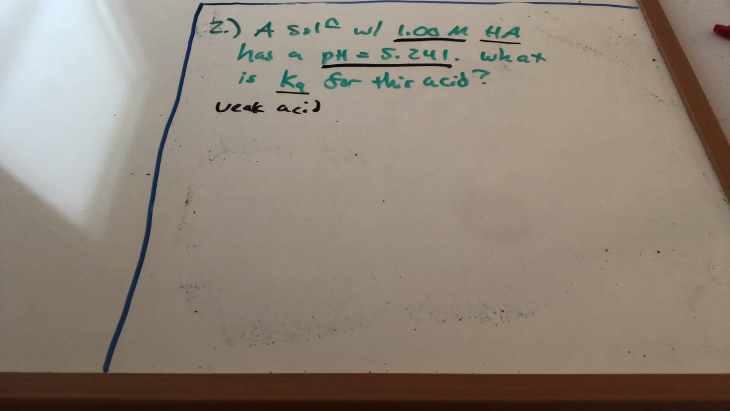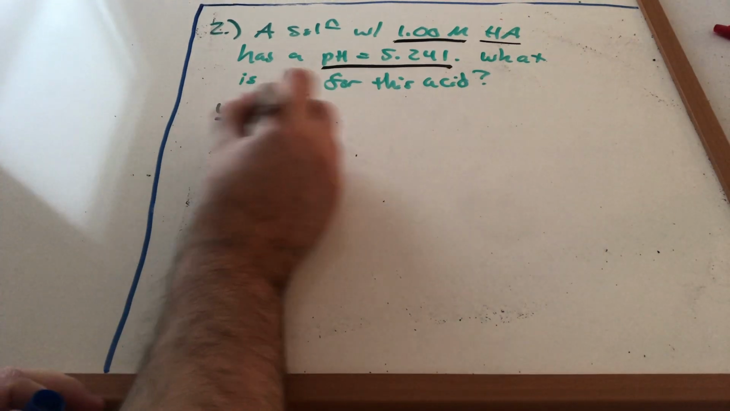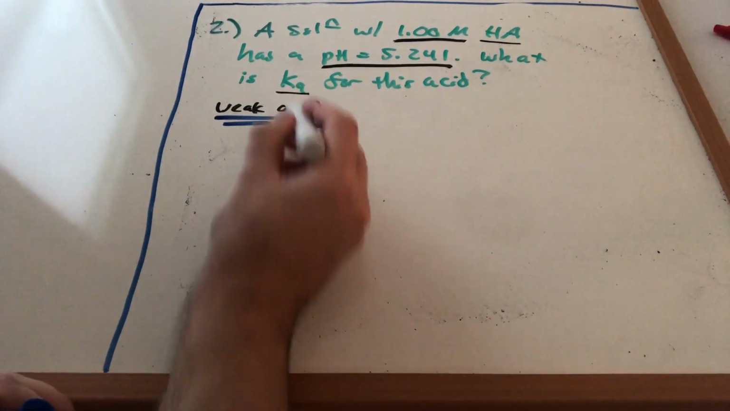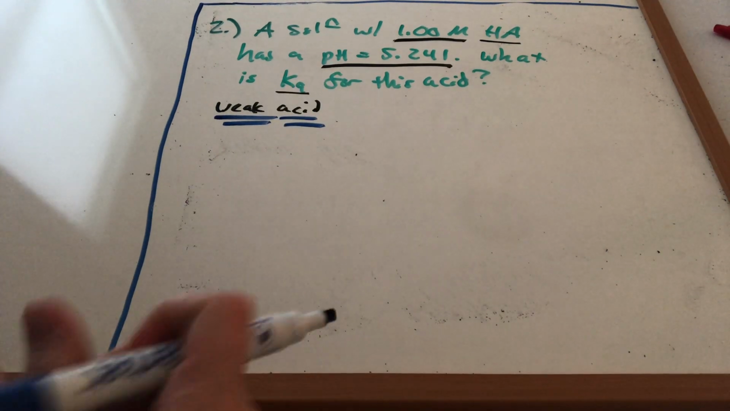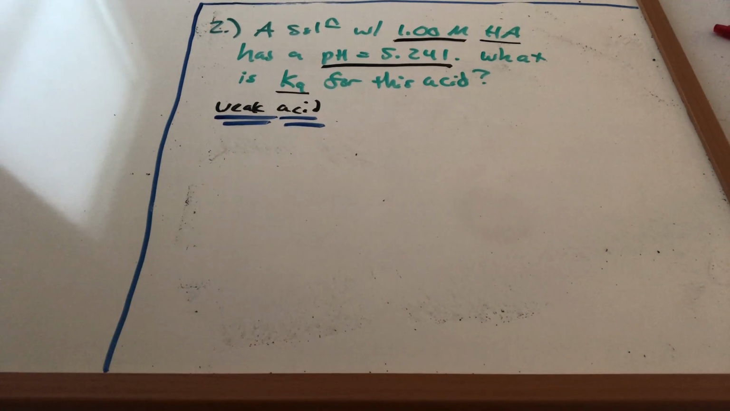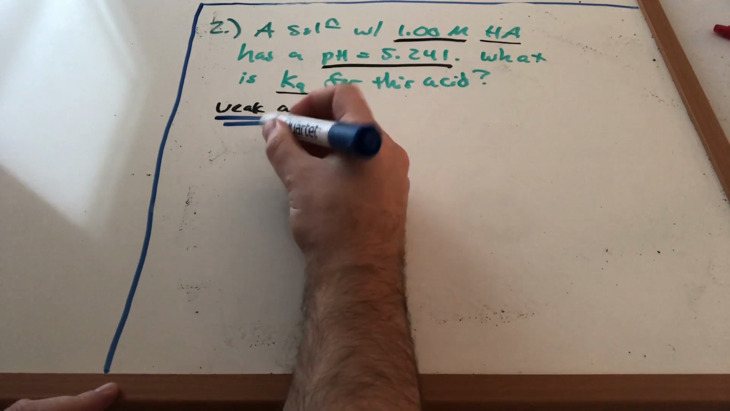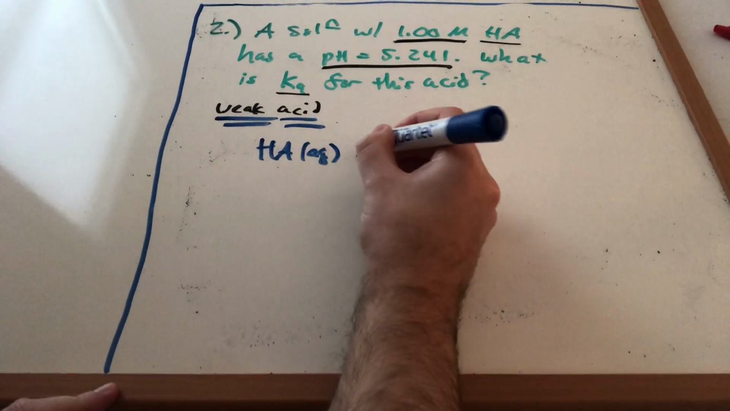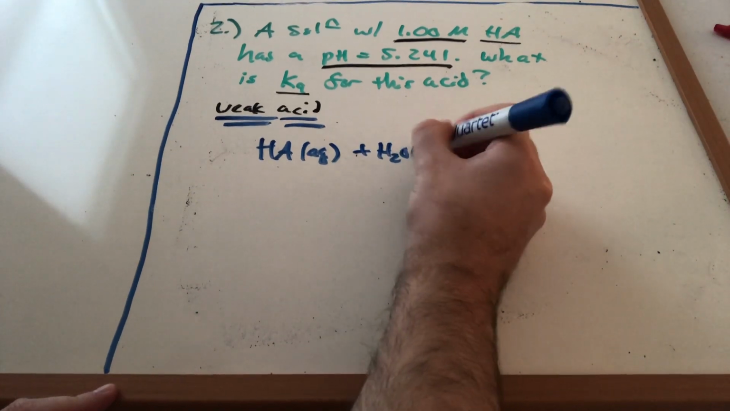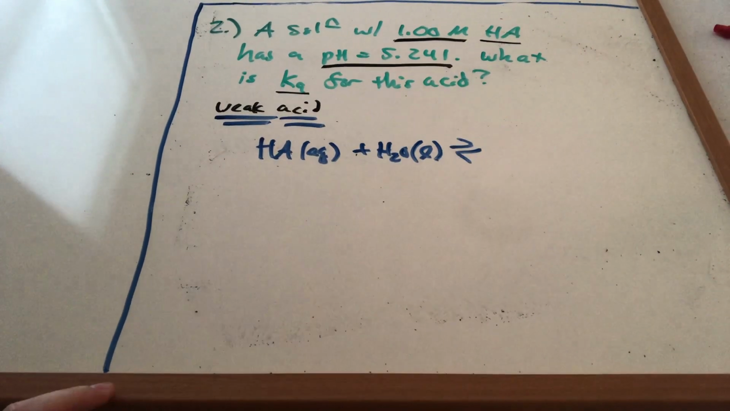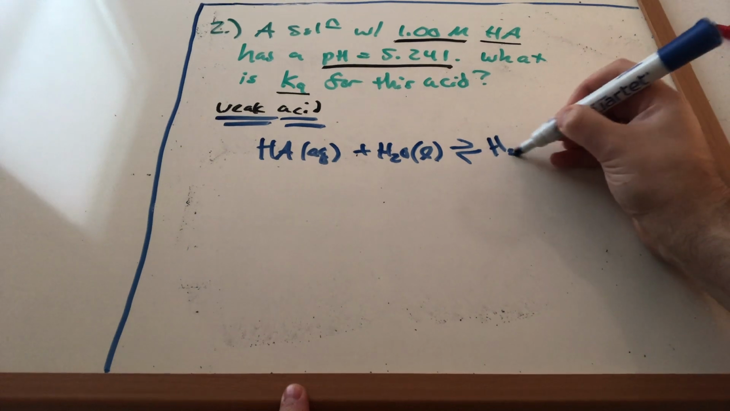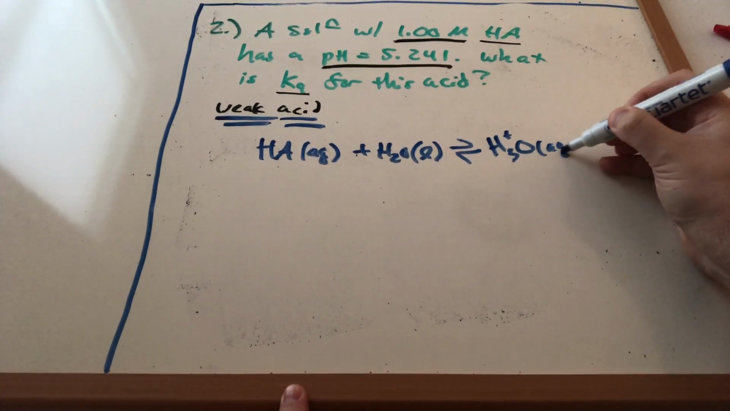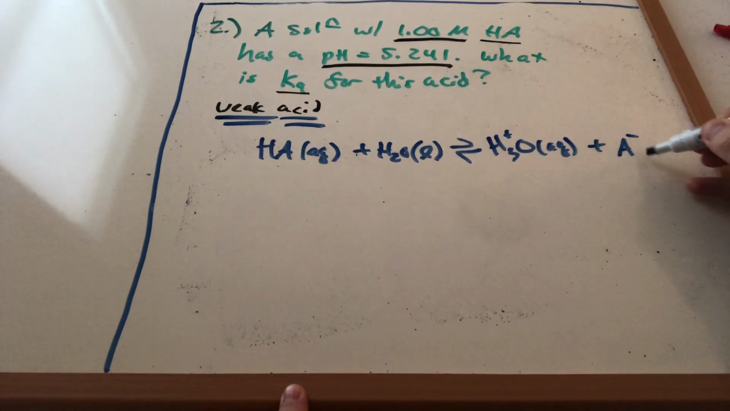Let's start by setting up the ice table here, right? Again, why do I know I have to set up an ice table? I have a weak acid. It's referenced that it has a Ka, right? So I know it's going to be in equilibrium. HA. What do I do with acids? React them with water to produce hydronium and the conjugate base.